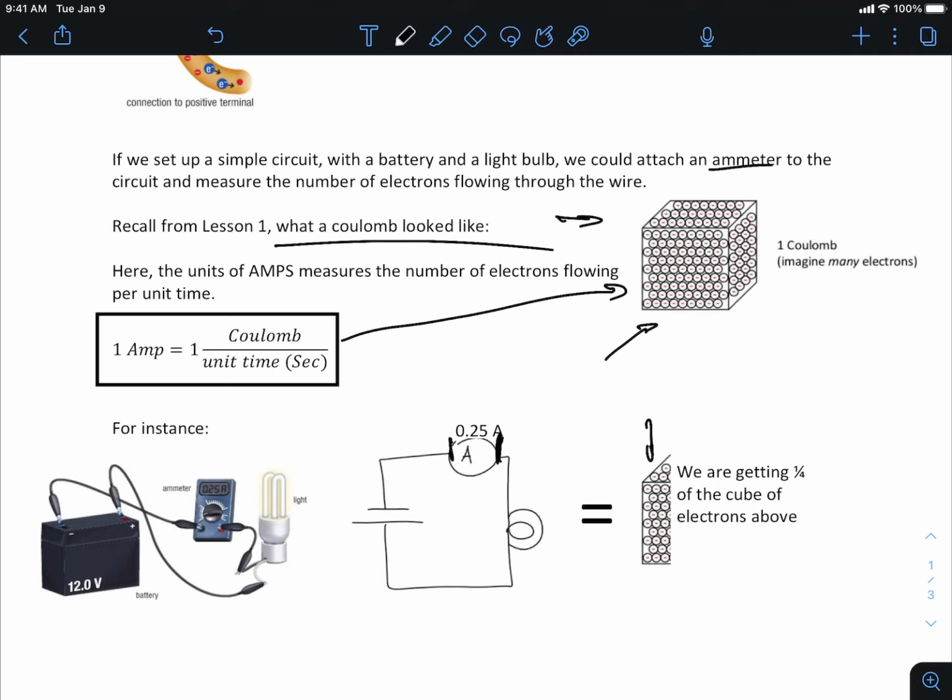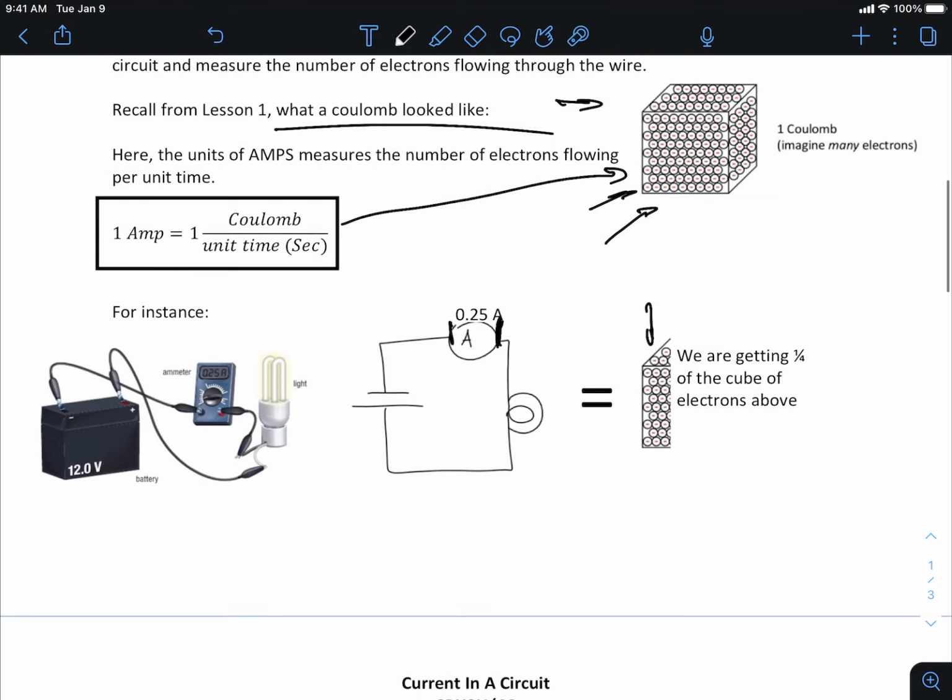Okay. So what I liked about this picture is 2 things. One, we revisit what a coulomb actually looked like, and how many electrons made up 1 coulomb. And we saw from the voltage lesson this morning how we came up with the charge of an electron. But then this is a nice depiction of what 0.25 amps would look like. Well, it's 1/4 of that coulomb.